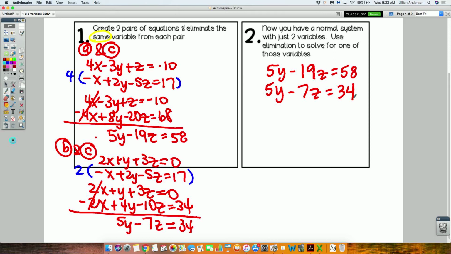And then we just do it like how we've been doing, solving and using elimination to solve for one of those variables. Which variable do you want to eliminate? Y, okay. So that means I need to do something to eliminate Y. Does it matter which one? Bottom one. No, okay, so we'll multiply the bottom one by negative 1.